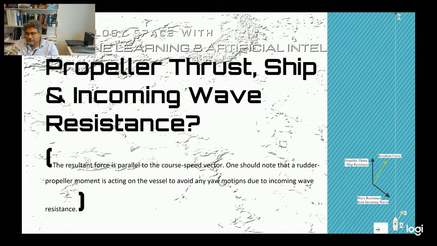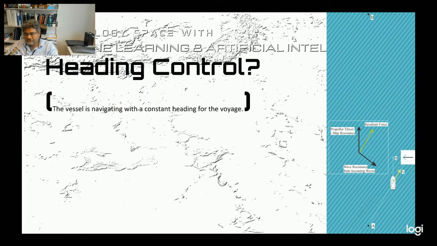So you should also note that there could be a movement due to these incoming waves. So to counter that movement, the rudder is turned to the port side in this vessel. So let's consider the first navigation strategy as heading control. The heading vector is represented in this figure as H. So the vessel is navigating with a constant heading throughout this voyage. You should note that due to this resultant force, the vessel has a course speed vector which is away from the waypoint B. Because of that course speed vector, the vessel starts to drift away from the waypoint B.